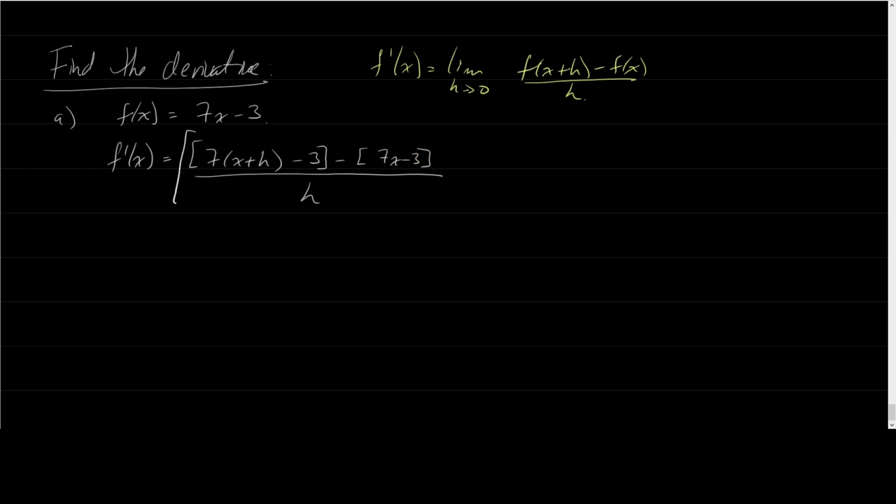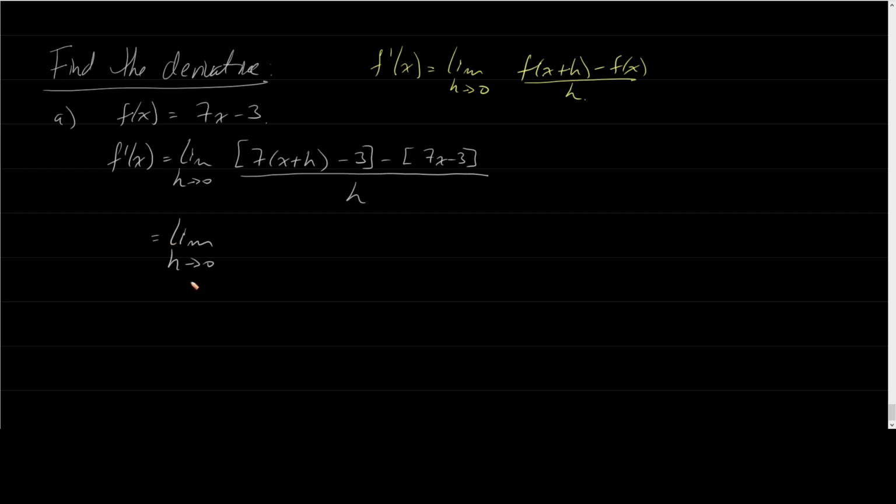I forgot to write limit, so we have to make sure that we write limit as h goes to 0. Alright, so now what do we get? We get the limit as h goes to 0 of, if I distribute that 7, 7x plus 7h. We still have a minus 3.